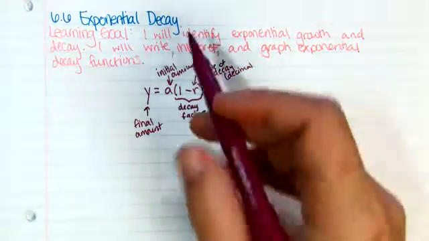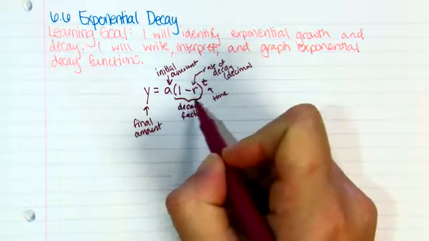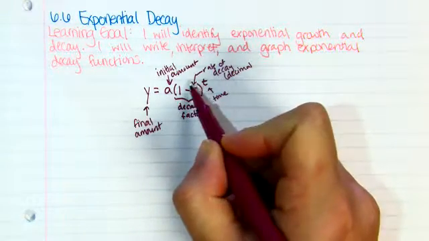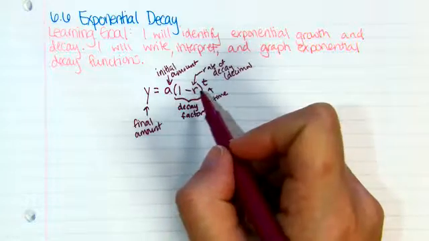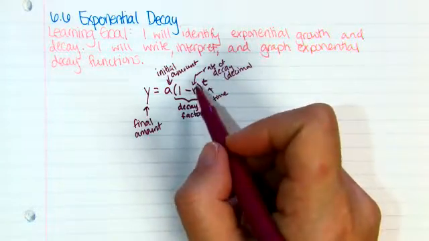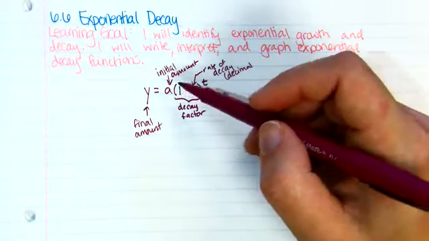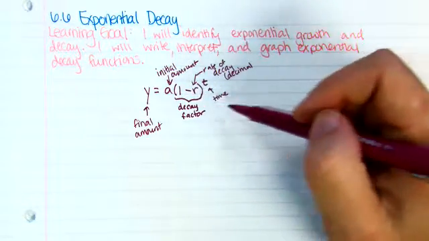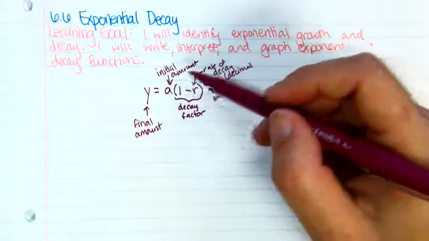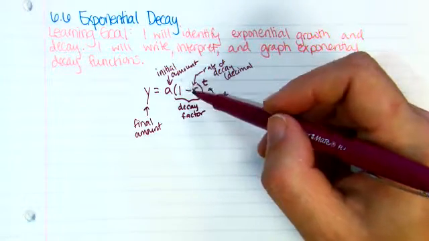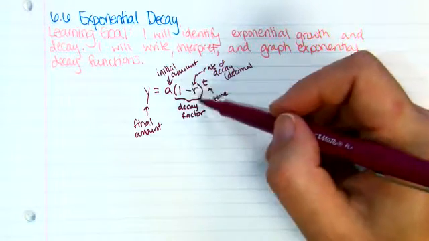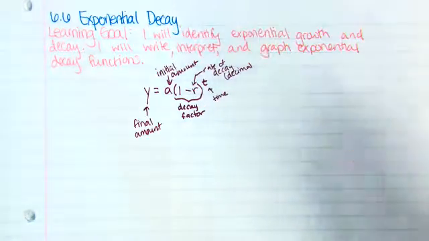So for exponential decay, this number in here is going to be less than 1. It's going to be between 0 and 1. That's what's going to make our exponential functions decay or decrease instead of increasing, because with growth we were adding here, so our growth factor was always more than 1.